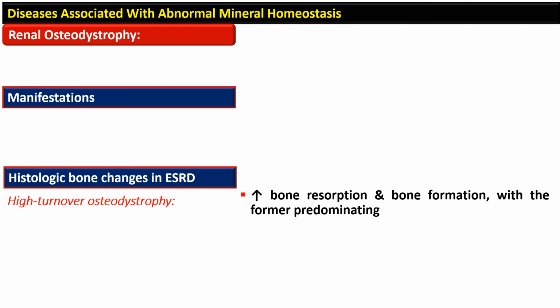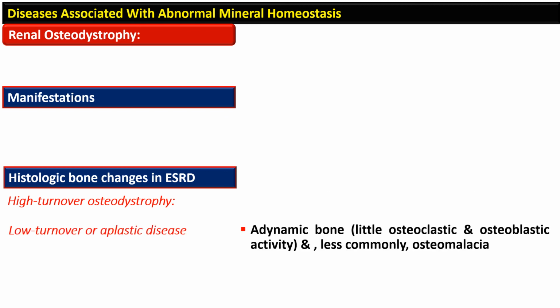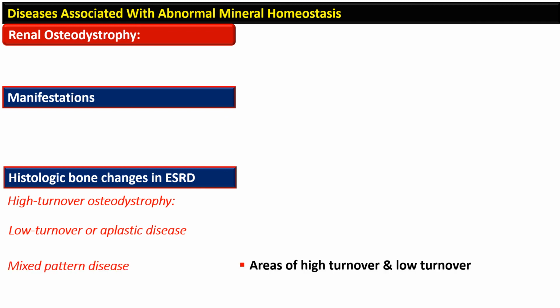The high turnover osteodystrophy has increased bone resorption and bone formation, with the increased bone formation predominating. While in low turnover or aplastic disease, this is adynamic bone, there is little osteoclastic and osteoblastic activity, and less commonly osteomalacia. Then the third pattern is the mixed pattern, and in this there are areas of high turnover and low turnover both present.